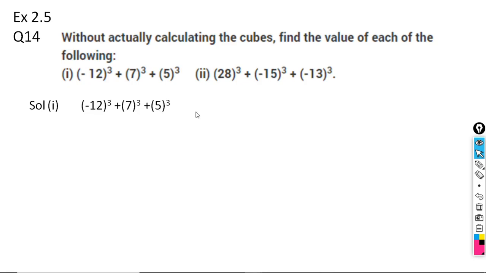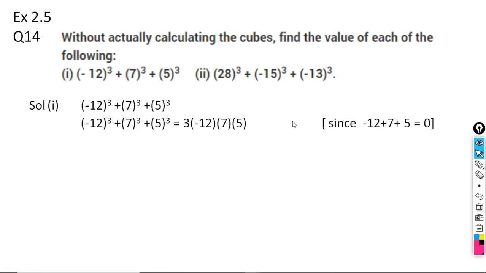As I already told you, we will use the identity if it satisfies the condition. Let us check the condition first. Here minus 12 plus 7 plus 5 equals 0. It means minus 12 cube plus 7 cube plus 5 cube equals 3abc. The value of a is minus 12, b is 7, and c is 5. By multiplying them, we get minus 1260.